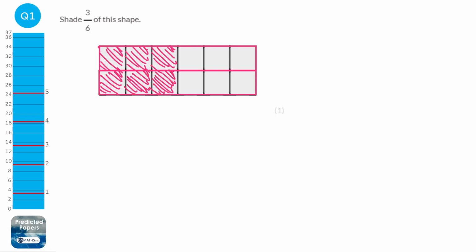And that's our answer. Now you might notice that 3/6 is the same as a half, because we can divide by 3, and so all I need to do is shade in a half. Or you might convert 3/6 into 6/12, and there's 12 squares altogether, so it's 6 of the 12 squares. There's lots of ways of doing this question.